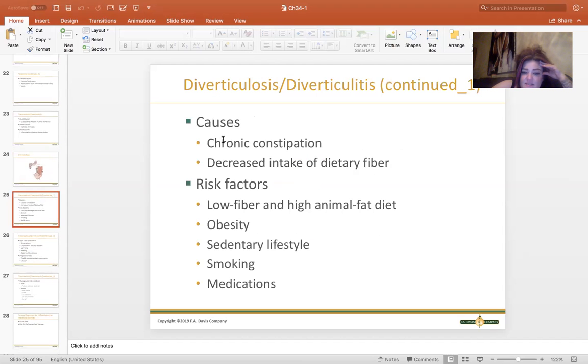And it's such an interesting thing, because a lot of the time, of course, there are underlying causes, one being chronic constipation, and that could tend to be from a lack of getting enough fiber in your diet, which we talked about earlier. And then also some other risk factors, just like with many things, of course, sedentary lifestyle, smoking, not eating a balanced diet, and a lot of animal fat.